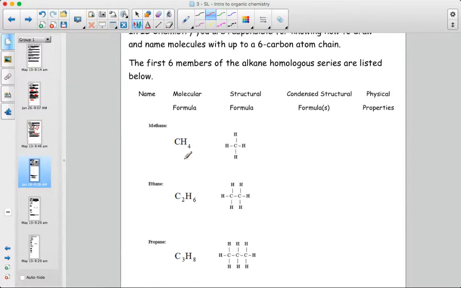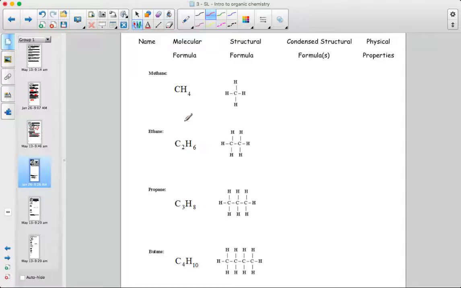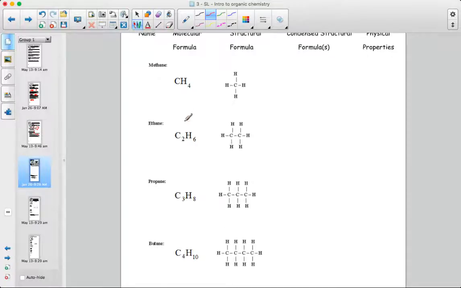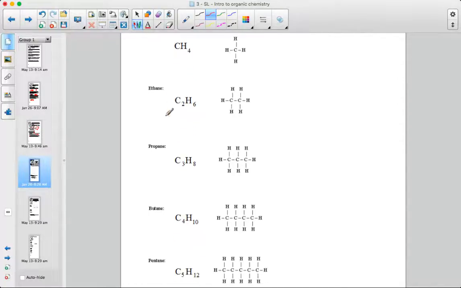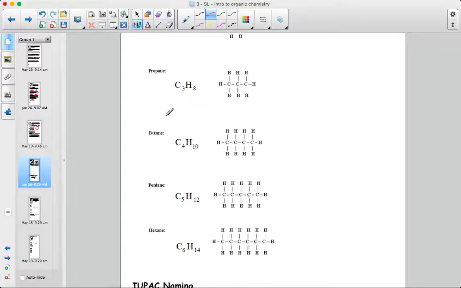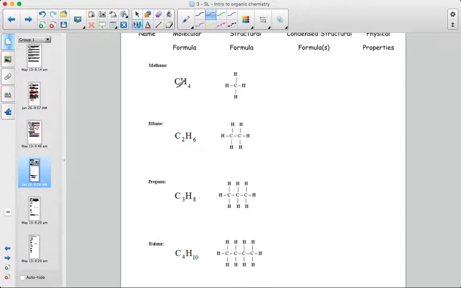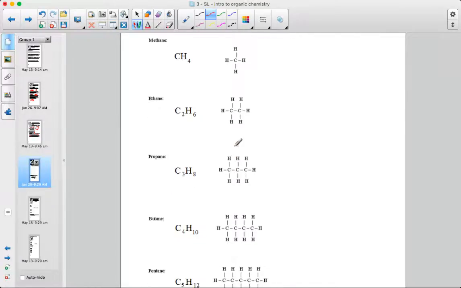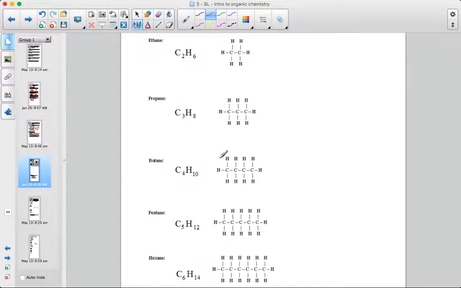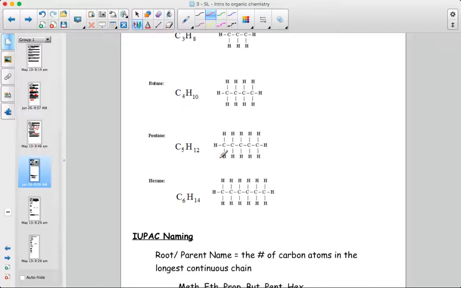For the alkanes, these are the first 6 members of its homologous series: methane, ethane, propane, butane, pentane, and hexane. So you can see all that's happening. If you count, we're getting 1 more C and 2 more H's each time, sort of like 1 extra link in the carbon chain. So all that's happening is the carbon chain is getting one longer.